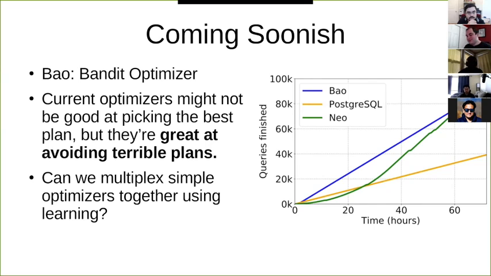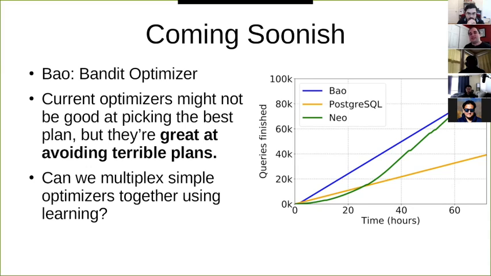So now to circle all the way back around to the original multi-arm bandit comment, a new thing that we're working on, which will hopefully be coming out soonish, we're not sure where, probably on arXiv first, is a new system that we're calling BOW, which is the bandit optimizer. The idea is that while current optimizers might not be good at picking the best plan, they are very, very good at avoiding terrible plans.